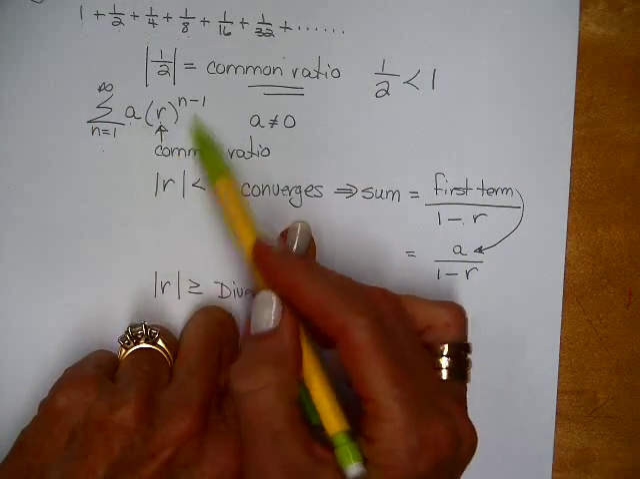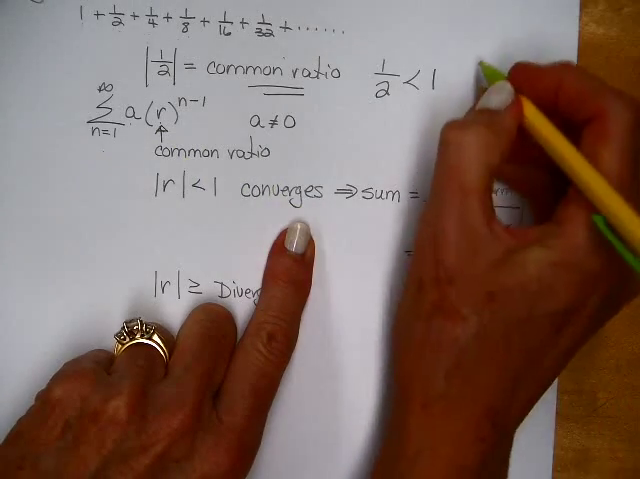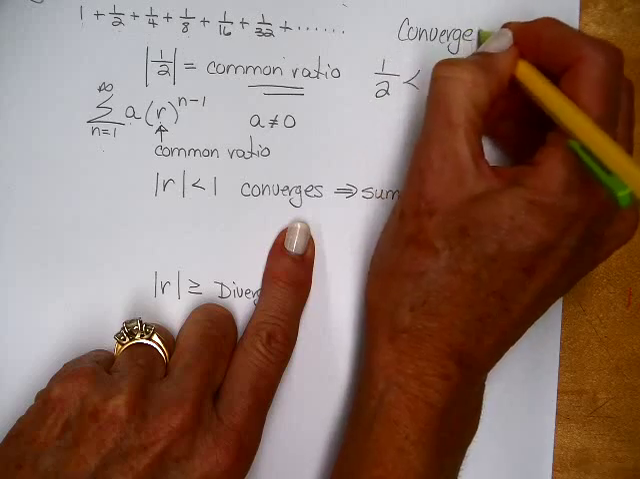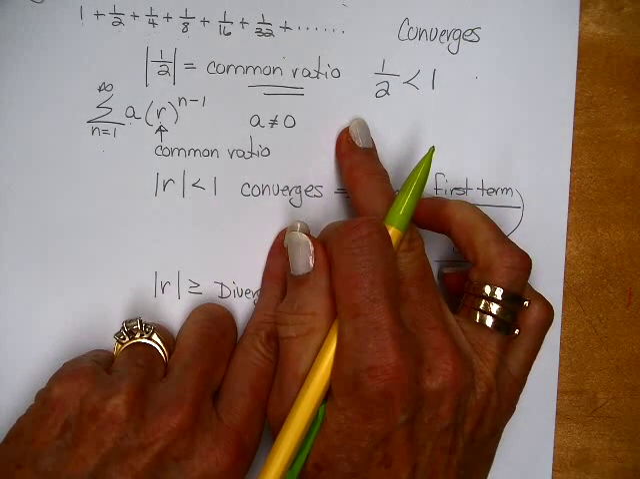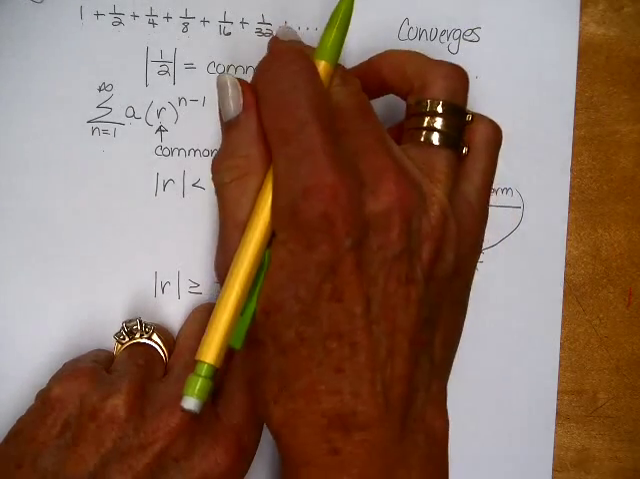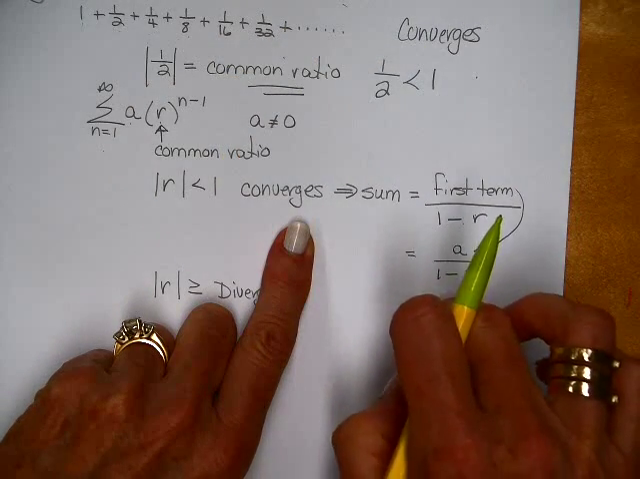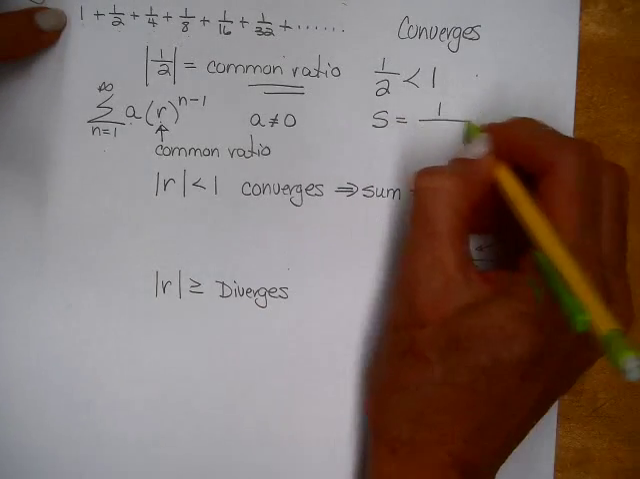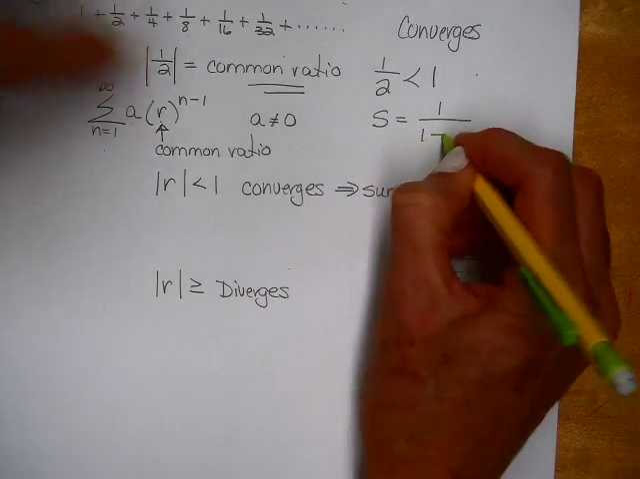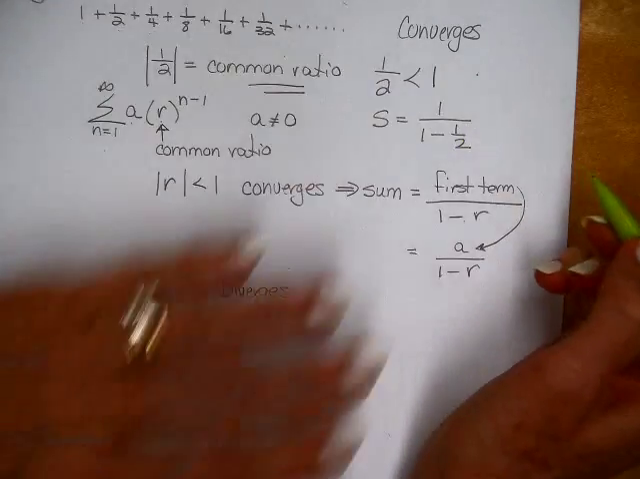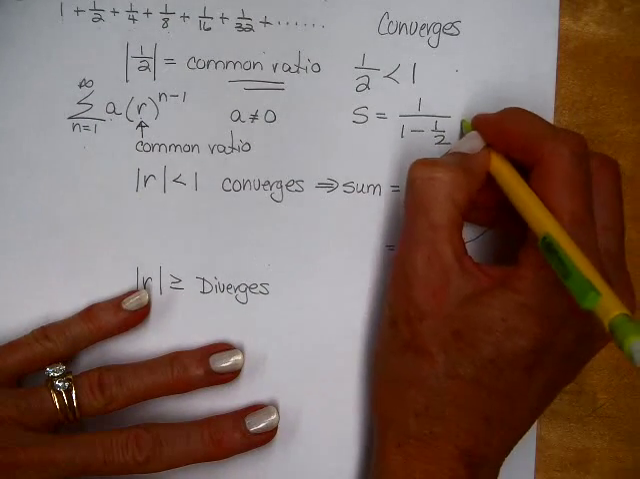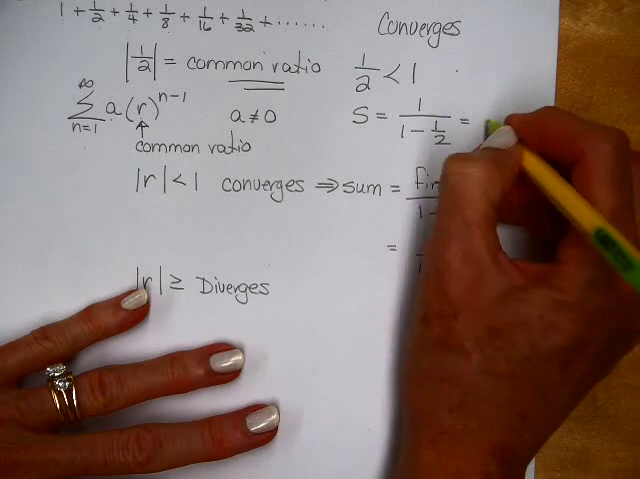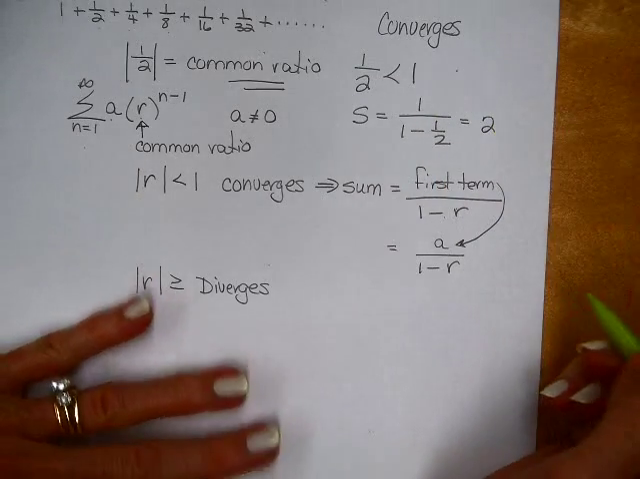So just by this formula right here, this series that I wrote here is going to converge because my common ratio is less than 1. And I can find the sum of this series by using this formula right here. The sum of this series is my first term, which is 1, over 1 minus my common ratio, which is 1/2. So 1 minus 1/2 is 1/2. 1 divided by 1/2 is 2. It looks like the sum of my series is going to be 2.